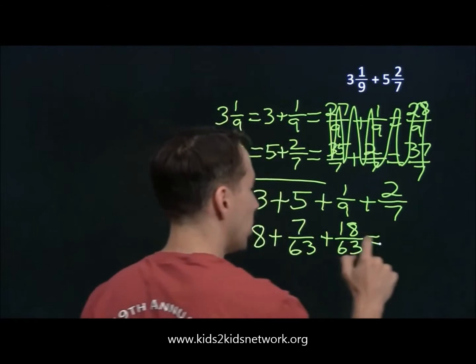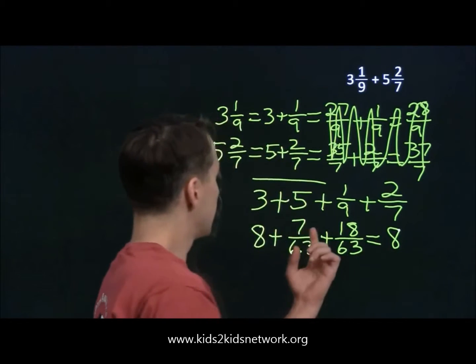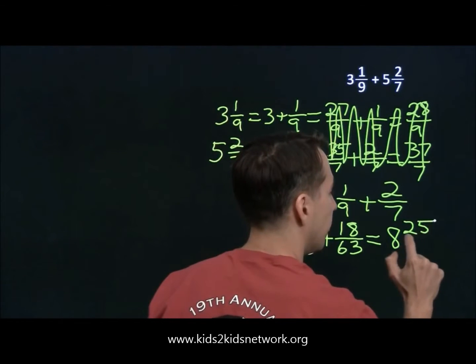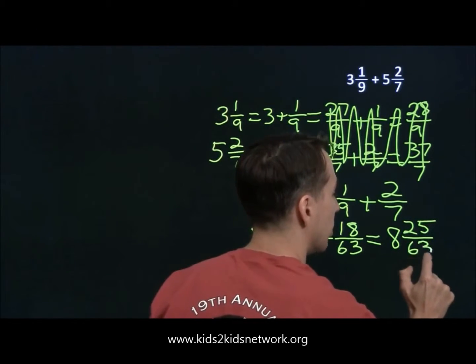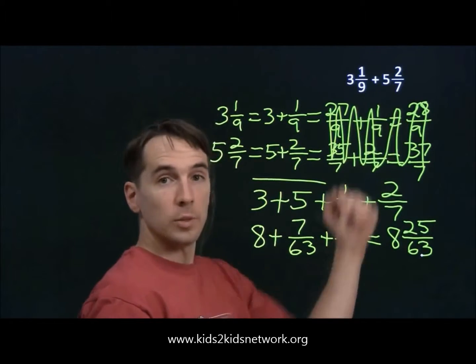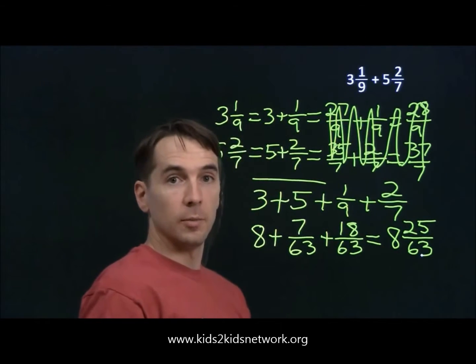And when we add these all up, we still have our 8. 7 63rds plus 18 63rds gives us 25 63rds. And notice that we write our final answer here as a mixed number. The problem is written in terms of mixed numbers. Final answer in terms of a mixed number.